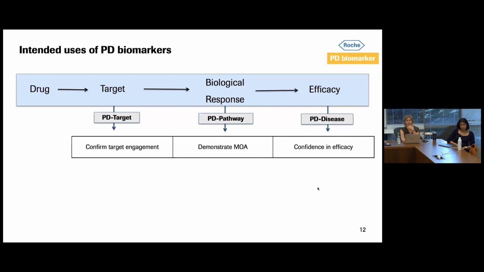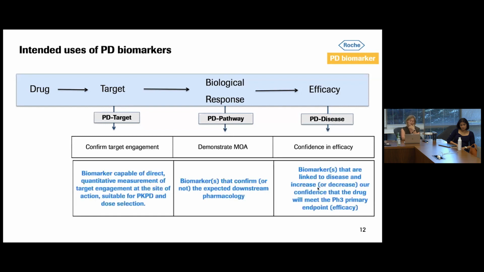Do we have the intended biological effect? And can we assess our confidence of efficacy? And again, we'll have some examples there. So the target is really specific to the target. That is target engagement.